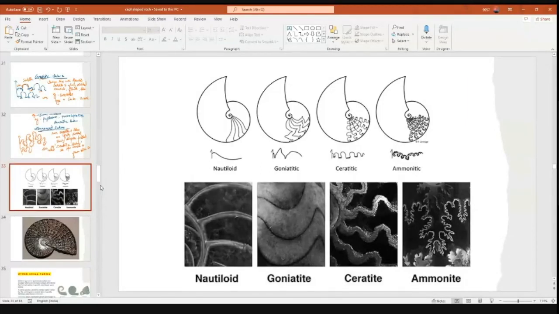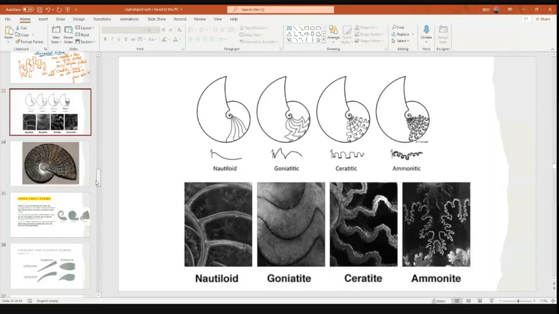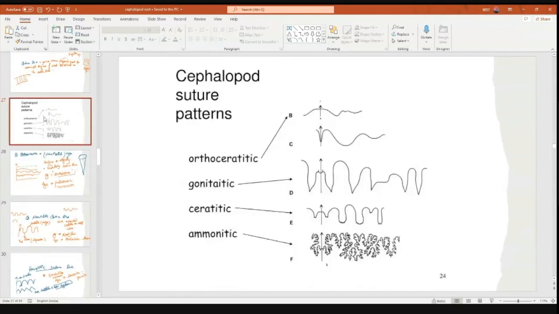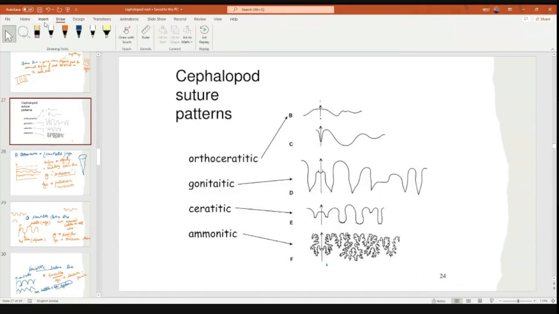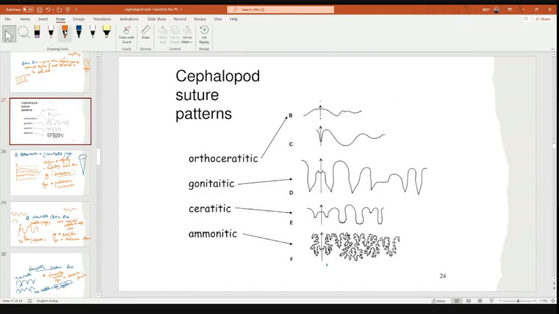In cephalopods, let's see. Okay, just a recap. We already studied that there are four different types of suture line. So can you define suture line?